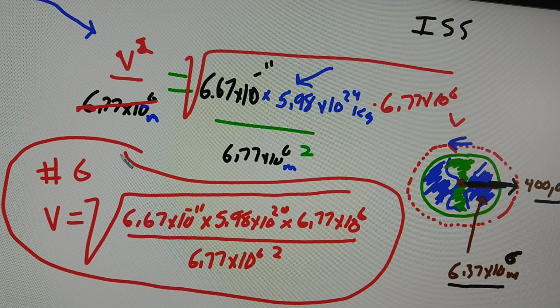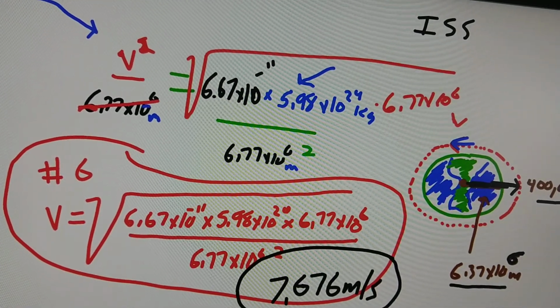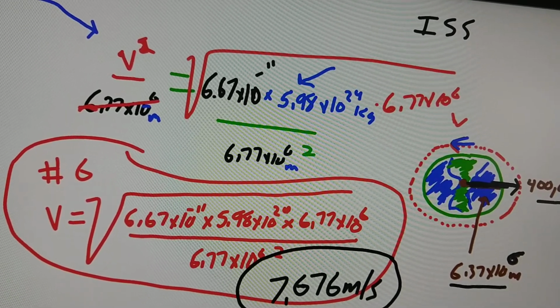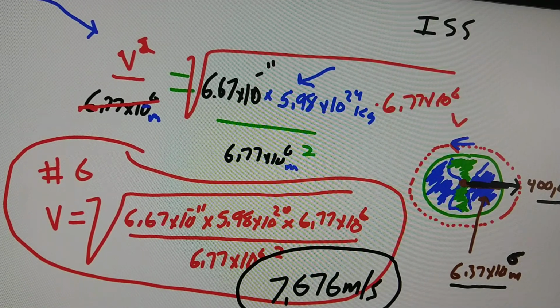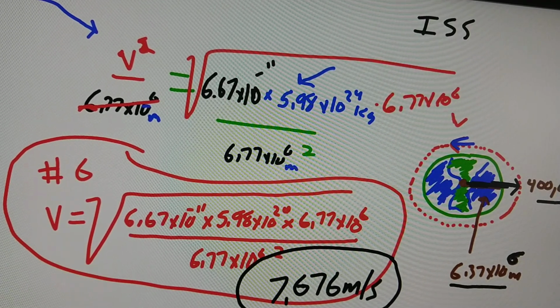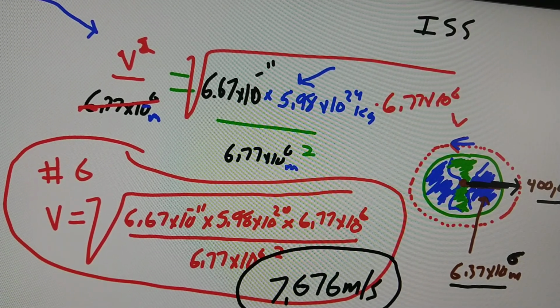And the answer is, these calculations give you 7,676 meters per second, which is just a little bit off of reality. And we're off just a touch because we're rounding off for some of our numbers to keep it nice and simple. But there you go.